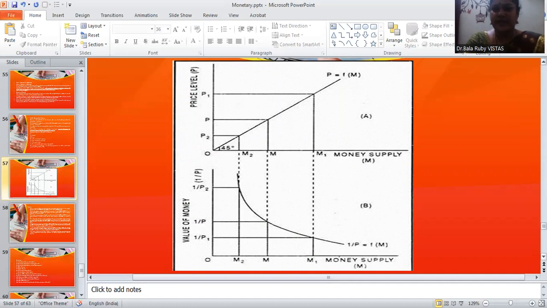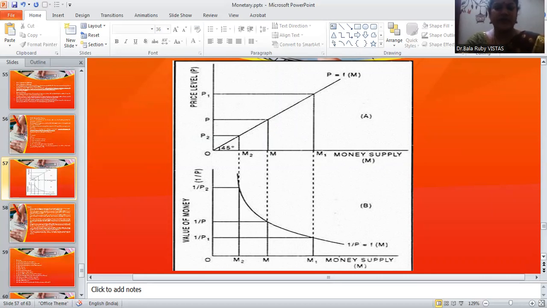Listen very carefully. Initially, you imagine, for example, the money supply is OM. What about the price? Price is OP. Now, money supply increased to OM1. Therefore, price also increased to OP1 because there is a positive relationship between the money supply and price level. Again, you assume that money supply reduced to OM2. What about the price level? Price level also reduced to OP2. So there is a positive relationship between the money supply and price level. This is the upper panel.